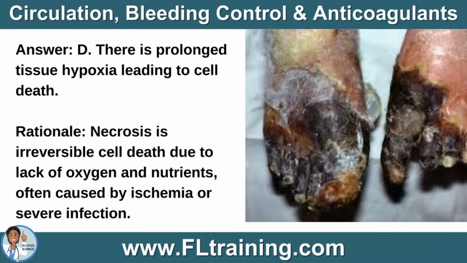Great job, team. Necrosis is irreversible cell death due to the lack of oxygen and nutrients, often caused by ischemia or severe infection. So whenever you think of something that turns black, that means that it doesn't have proper circulation. Sometimes it's just scar tissue and the doctor can go and remove that scar tissue, but sometimes it could actually be necrosis from the poor circulation, the lack of blood flow.